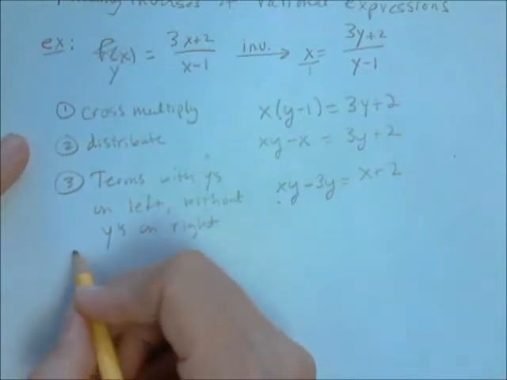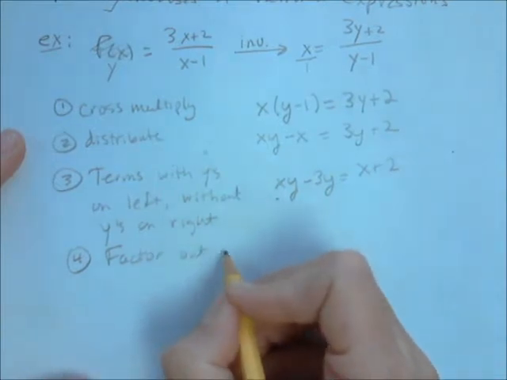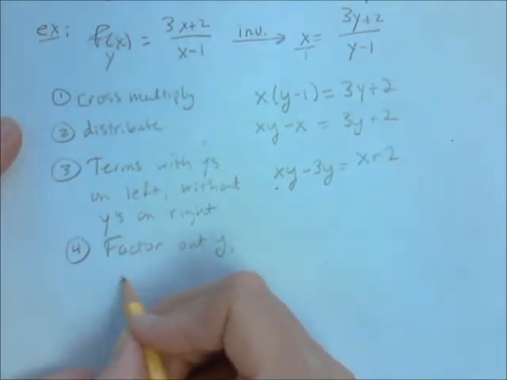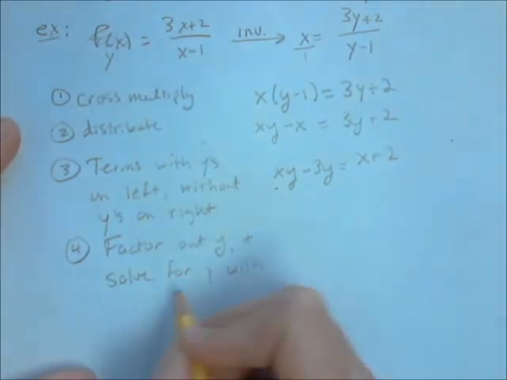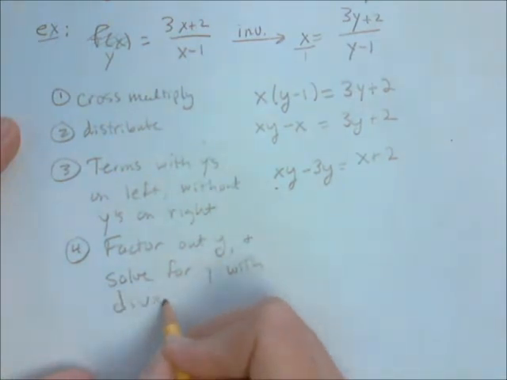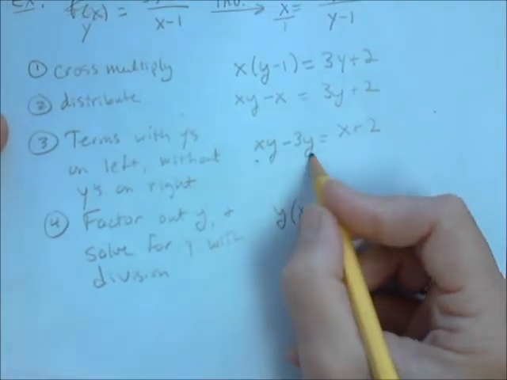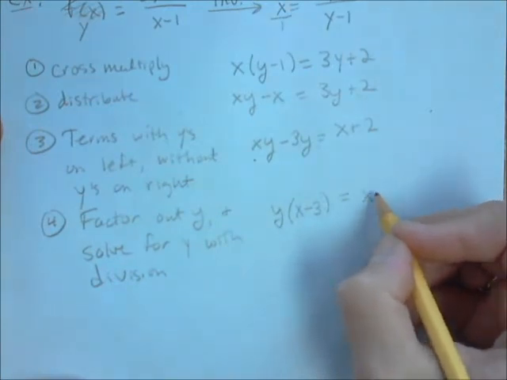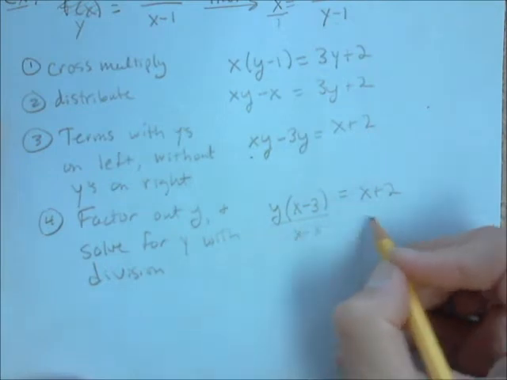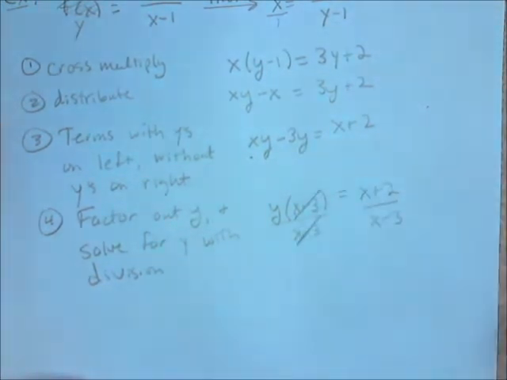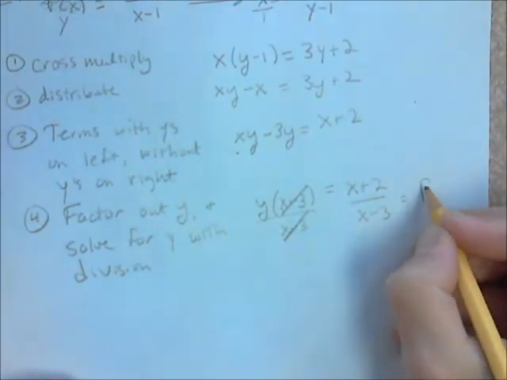The next thing we're going to do is factor out the y and then solve for y with division. So this becomes y times x minus 3, when you get the GCF of y out of there, is equal to x plus 2. And then to solve for y, you're going to just divide both sides by x minus 3 to cancel those x minus 3's out. So there's your inverse, x plus 2 over x minus 3, and we'll just mark that as f inverse of x.